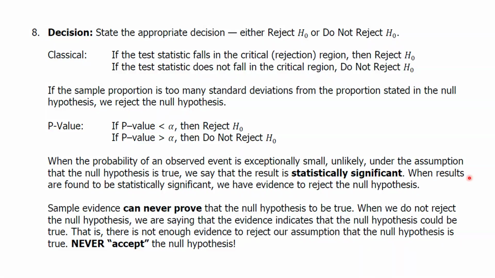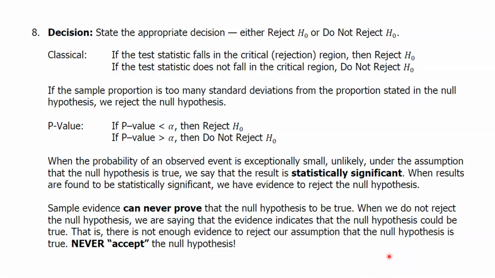Okay. So sample evidence, remember, can never prove that the null hypothesis is true. When we do not reject the null hypothesis, we are saying that the evidence indicates that the null hypothesis could be true. That is, there is not enough evidence to reject our assumption that the null hypothesis is true. So we never accept the null hypothesis. We are going to compare our p-value to alpha, or compare our test statistic to the critical value, and then make our decision based on which one is bigger.